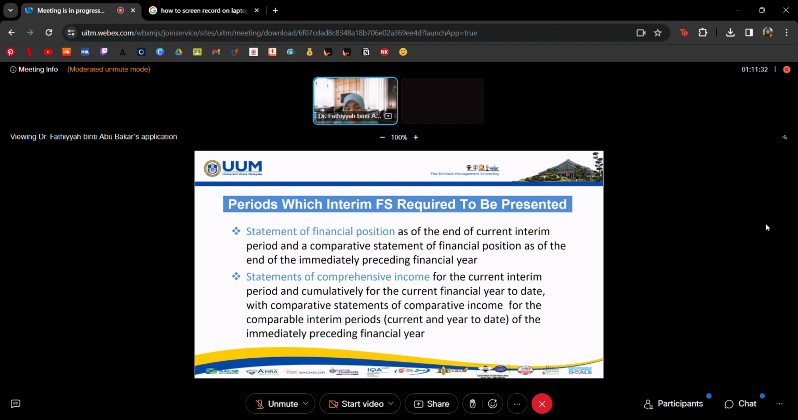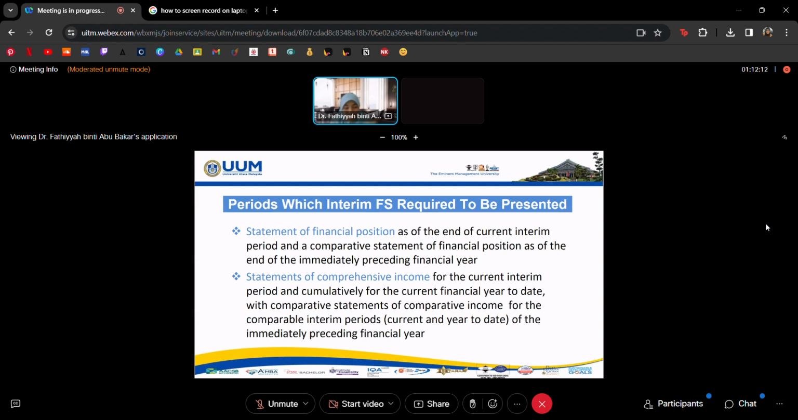So for the statement of financial position, remember you have already prepared your full set of financial statements, let's say last year, 31st December 2022. It is your year end. And now your company prepares a 6 months interim report. So the date for the interim report is 30th June 2023. So the comparative amount for the statement of financial position is 31st December 2022. That one is for financial position.